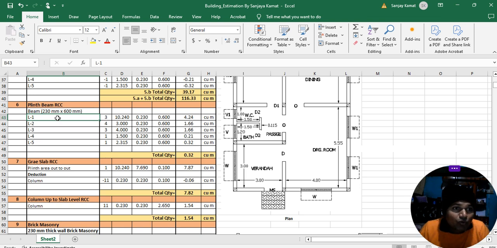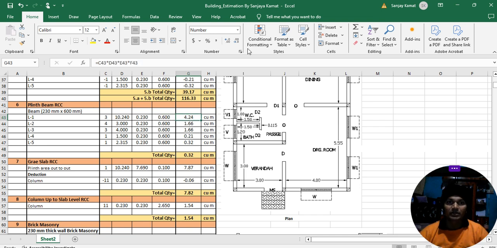L1 beam size we will make 3, L2 size of the beam we will make 4, L3 size of the beam we will construct 3, L4 size we will construct only 1, and L5 beam size we will estimate only 1. So suppose for L1 we are going to estimate 3 only. For this, how much length is required? 10.240 meter. Then similarly, breadth will be 0.230 meter, and depth is 0.600 meter.